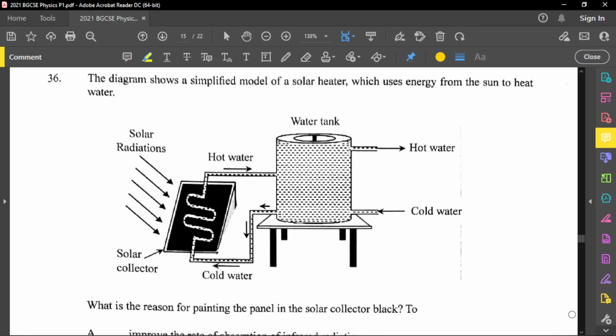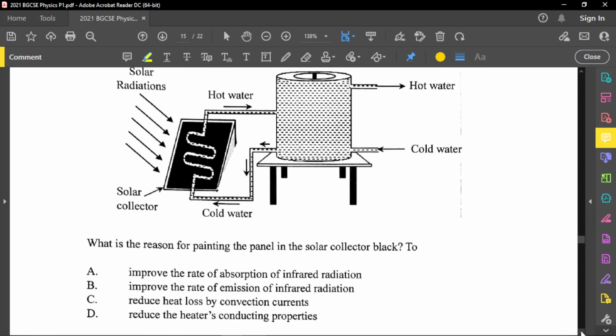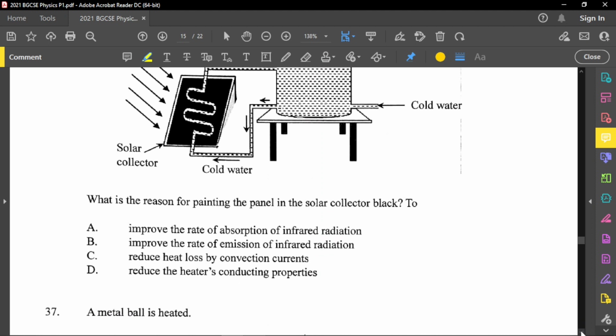To paint anything black, the first concept that should come to your mind when you talk about radiation is absorption, to absorb more heat. Okay? And so let's look at option A, improve the rate of absorption of infrared radiation. Okay, that's the answer right there, once you talk about more absorption. But let's look at B, to improve the rate of emission. No, that's actually given off, but is not correct.